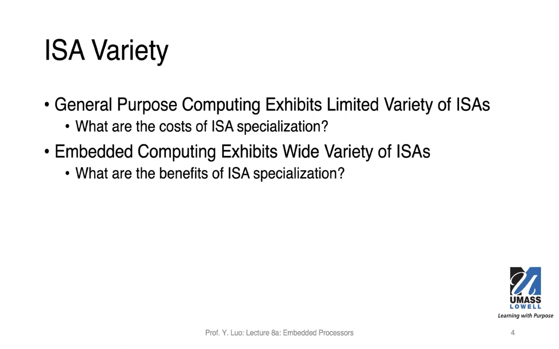The costs related to instruction set architecture specialization are, for example, if you want to port any application written in assembly language, it's almost impossible to port the same program from one instruction set to another. Let's say you write an assembly language program for an x86 processor, and you want to run the same program on an ARM processor. You essentially have to rewrite the program.